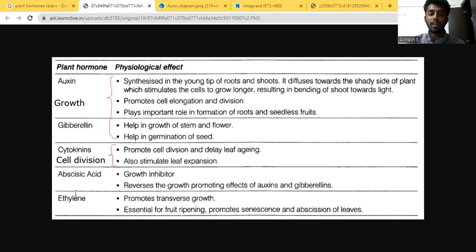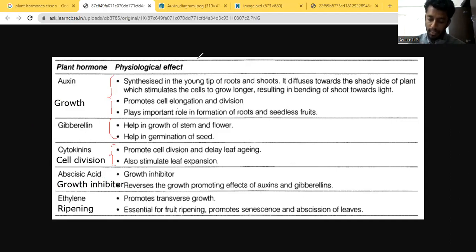Ethylene, one keyword I would give for ethylene is ripening. Ripening means how raw fruits are becoming ripe fruits. And abscisic acid is the growth inhibitor. When I say growth inhibitor, it means it stops or hinders the growth. So basically these two are quite opposite to each other. Gibberellin and auxin, gibberellin, abscisic acid. So it might seem contradictory, but let us understand with an example.